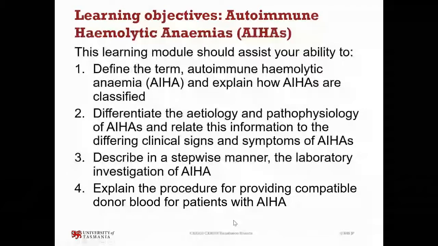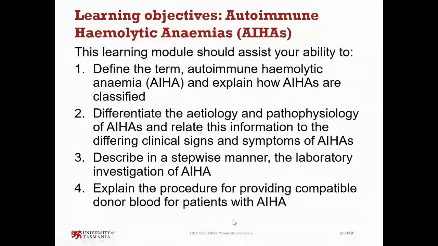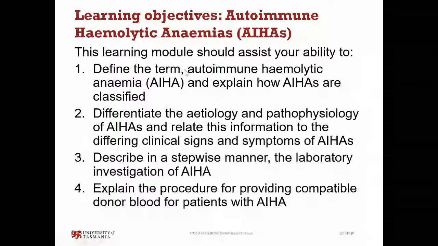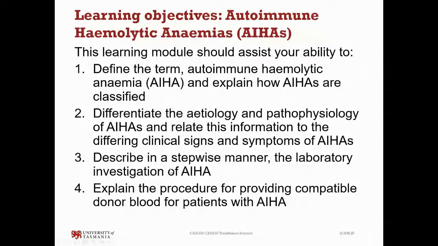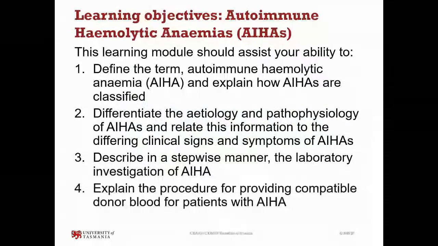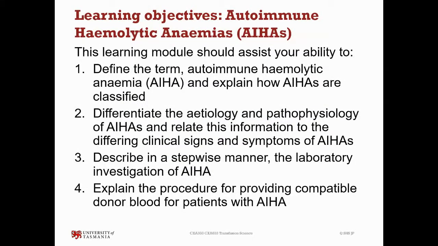Okay, so we've got 4 learning objectives in this module, and the main one, apart from sort of defining and differentiating, is really looking at how we investigate an autoimmune hemolytic anemia in the laboratory and the procedure for providing compatible blood for somebody who has autoimmune hemolytic anemia.